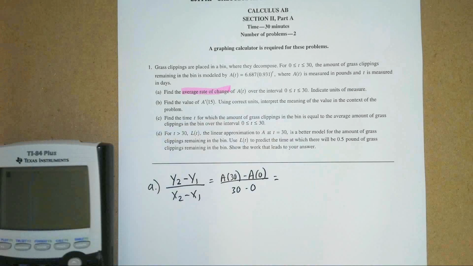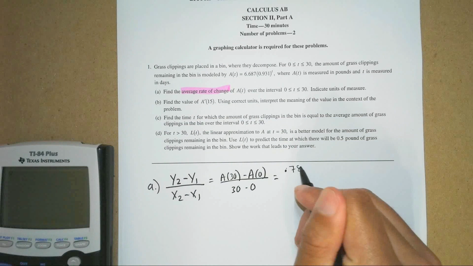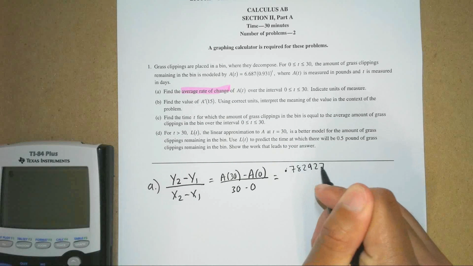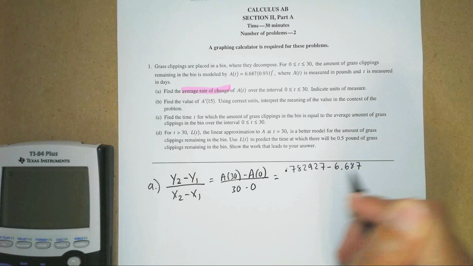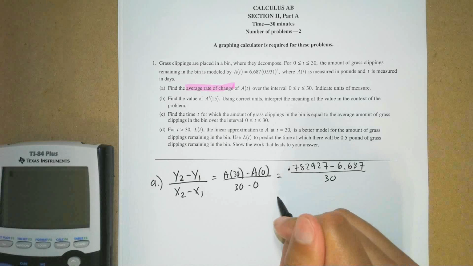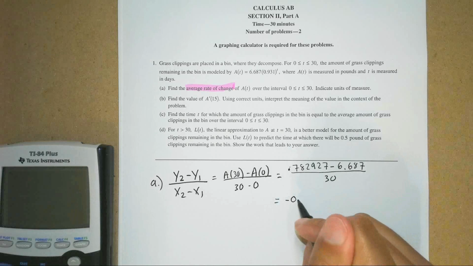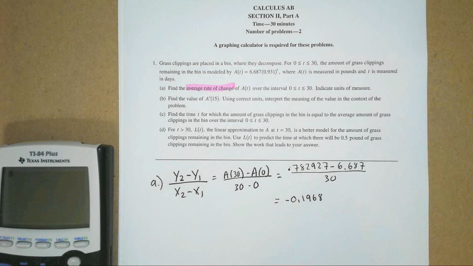And the answers you should be getting are 0.78297 minus 6.687 all over 30. Then you're going to divide that and you're going to get negative 0.1968, and that's your answer, and you're going to receive points for that.